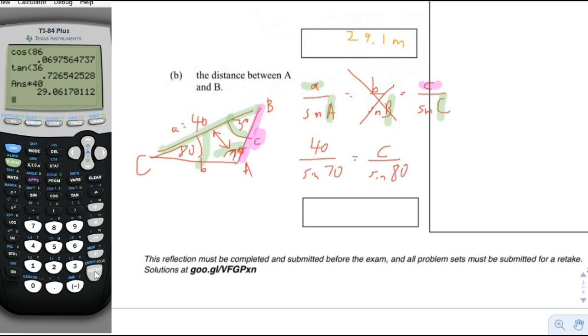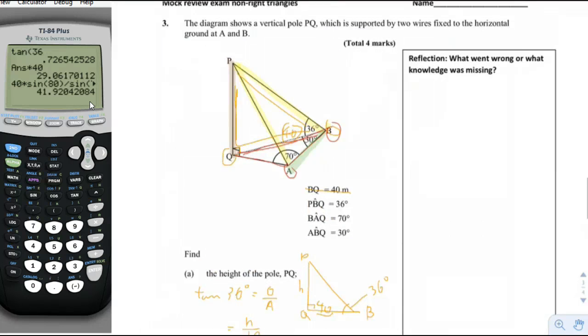Okay, and then to solve for small c, we would just multiply both sides by sine of 80. And so we'll have c is equal to 40 times sine of 80 over sine of 70. Okay, and so we could just use a calculator to multiply that out. We'll have 40 times sine of 80 divided by sine of 70. And the answer is 41.9. Okay, so that would be the distance between A and B. Okay, and that is the end.